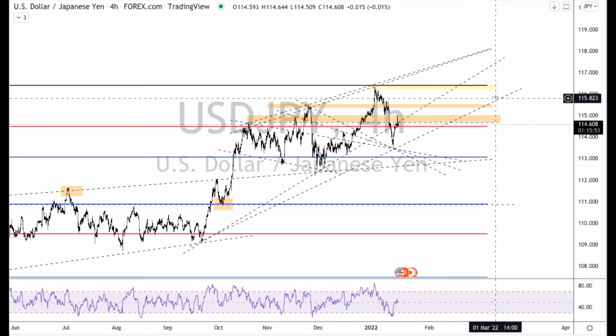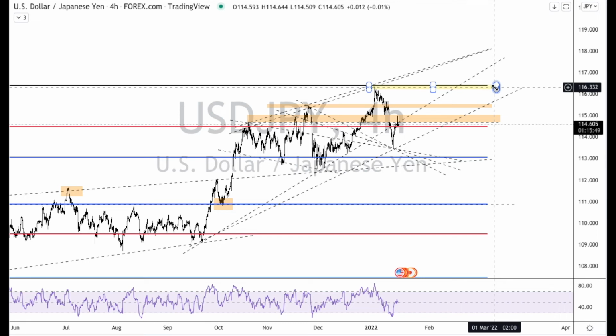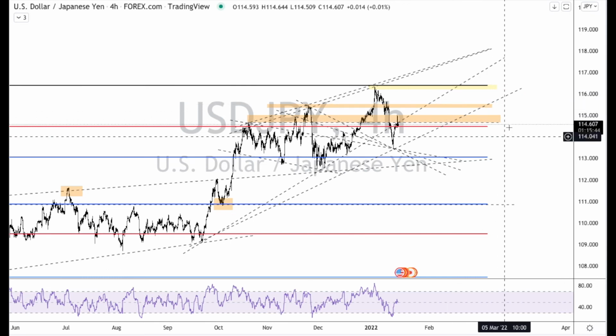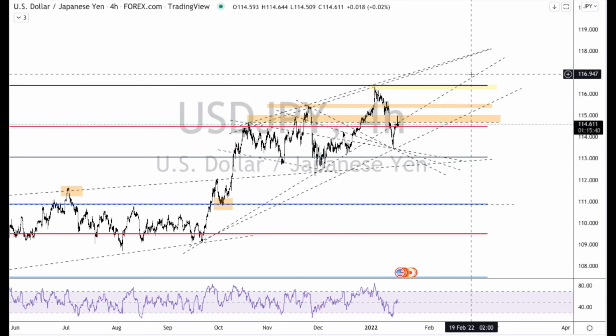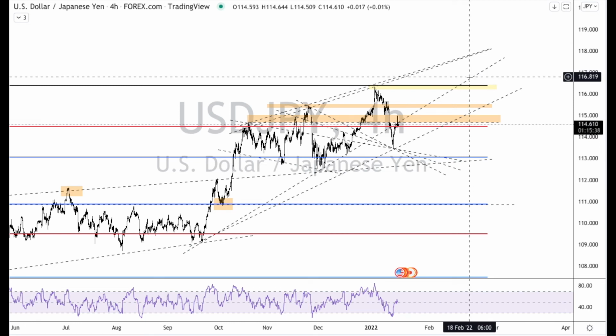But I'll be looking at sell positions from up here, from 114.48 and 116.332. Within that zone, I'll be looking for a sell. So where it is right now, I'll be looking for a sell, and my stops will always be above 116.79 in that region. That's what I'll be looking for.